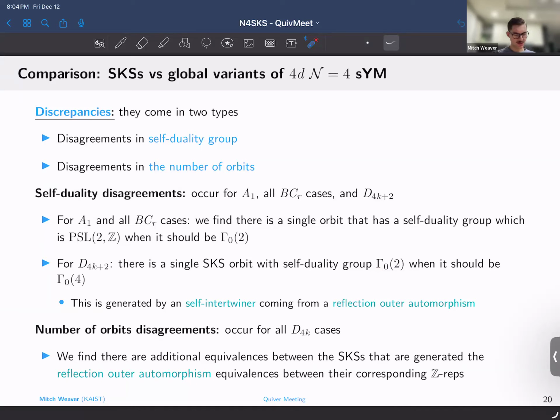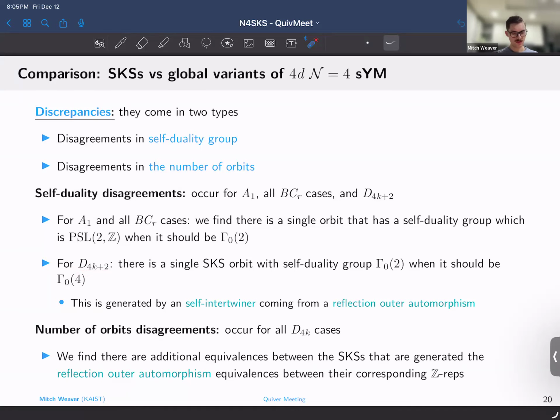And for the second type of discrepancies in terms of number of orbits, this occurs for all the D4K cases. And there we find that there are just additional equivalences that are generated by these reflection-preserving outer automorphisms. Again, these just aren't taken into account in the RBTL. But they come from the outer automorphism of the SO even Lie algebras that relate the spinor and co-spinor. That's precisely what these outer automorphisms are.